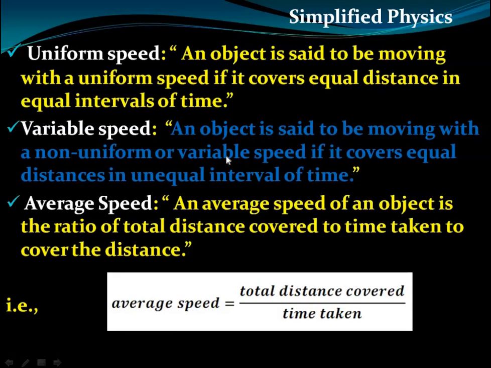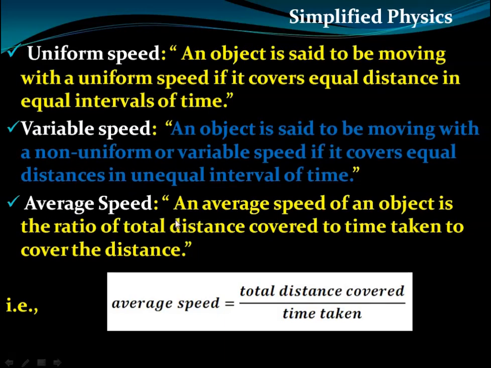What about the variable speed? If the body covers unequal distance in equal intervals of time, or equal distance in unequal intervals of time, it is simply called variable speed or non-uniform speed. That means if the body in the very first initial time has a speed of suppose 5 meters per second, after 2 seconds it will be 10, maybe 15, or 12, 11, whatever. It keeps on changing, varying. That is the non-uniform or variable speed. That means the body is not in uniform motion.